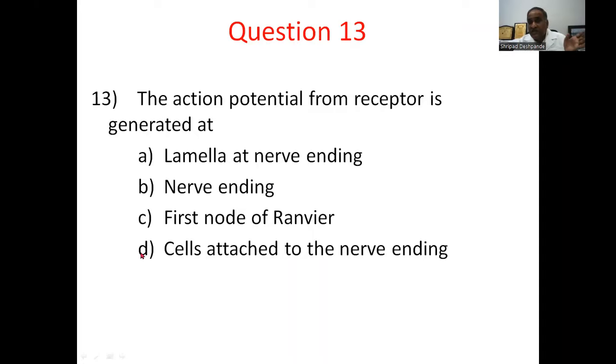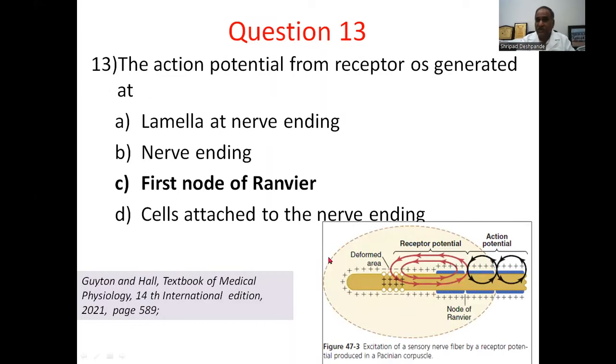So then it is cells attached to the nerve ending. The nerve is again going to the nerve ending, and any other cell or muscle attached to the nerve ending, how does it matter to us? So option D is not correct. It is the first node of Ranvier. First, the action potential is generated from the generator potential created by these cells or the receptors, and it would appear in the first node of Ranvier. I will just show you here. That means option C is the correct response.